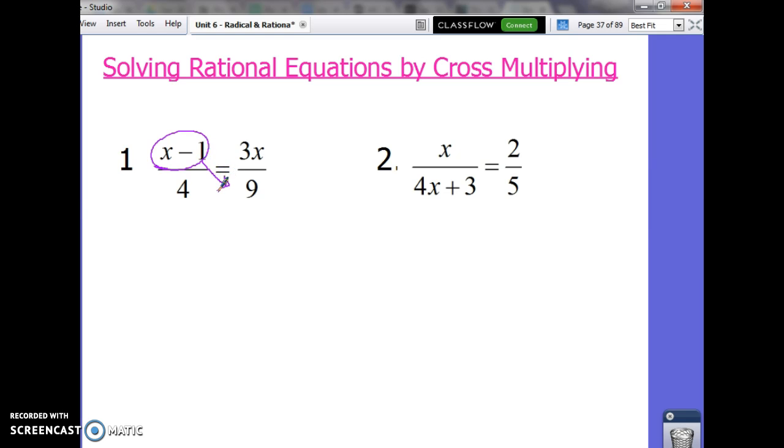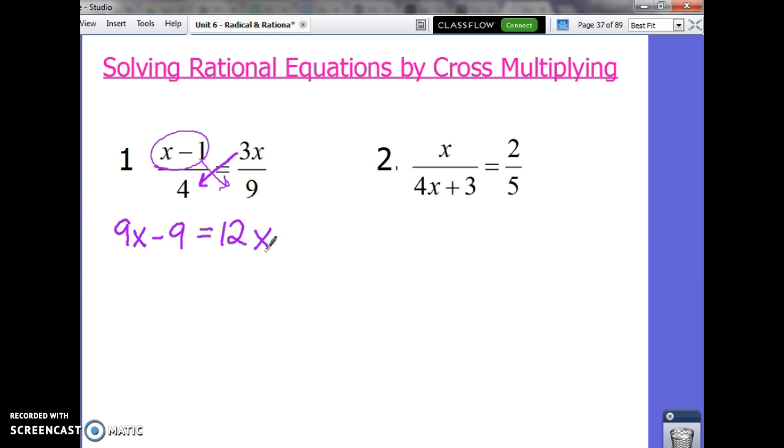And you're writing this down on your piece of notebook paper that I asked you to get out. Okay, so when x minus 1 gets multiplied by the 9, you have 9x minus 9. And you're going to set that equal to what you get when you multiply the other side. The other side being 3x times 4. And 3x times 4 is 12x.